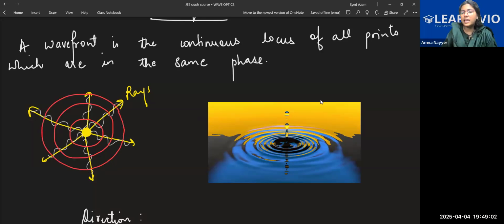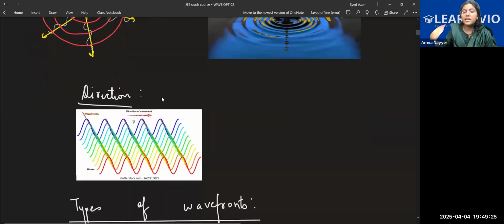If you imagine there's a stone over here, all the water droplets together form a continuous locus. All the particles are continuously moving and simultaneously they are moving in the same phase, like concentric circles. This is what is meant by a wavefront. And what will be the direction of the wavefront? See, one more thing: rays will always be perpendicular to the wavefront.